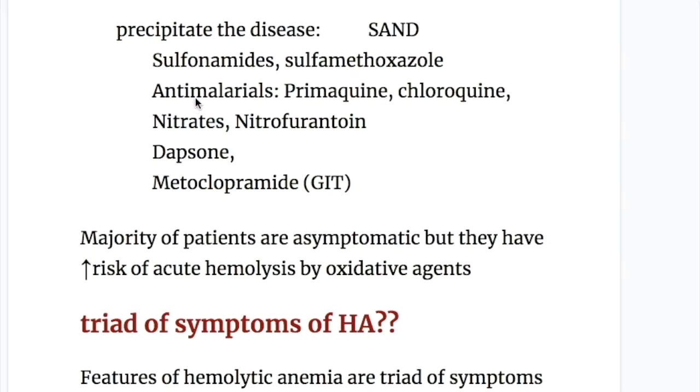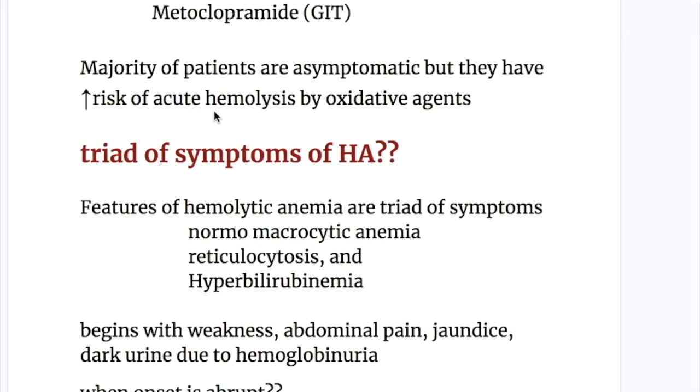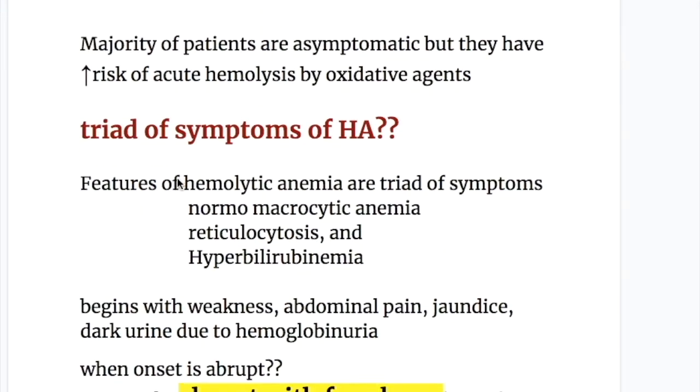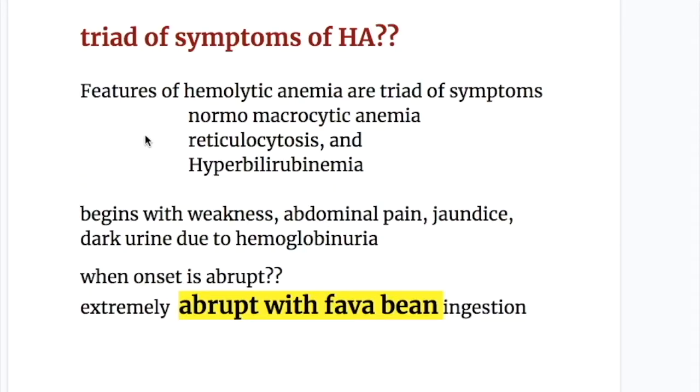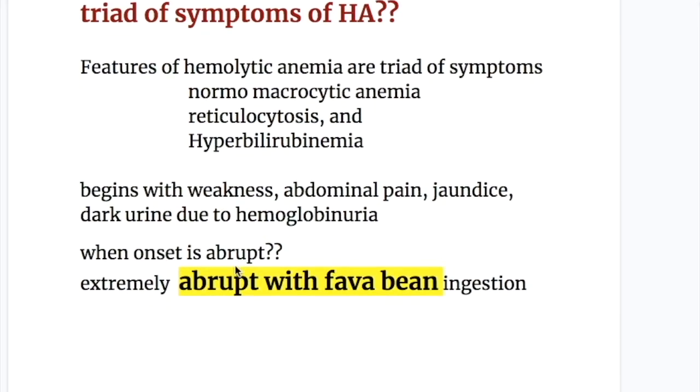Which antimalarials may be precipitating factors? Primaquine and chloroquine are the most common. Nitrates and nitrofurantoin. Dapsone. A drug used in the GI tract that can cause an episode of G6PD hemolysis is metoclopramide. The majority of the patients are asymptomatic. What is the triad of hemolytic anemia? The features of hemolytic anemia are a triad: normocytic, normochromic anemia, reticulocytosis, and hyperbilirubinemia. The symptoms begin with weakness, abdominal pain, jaundice, and dark urine.